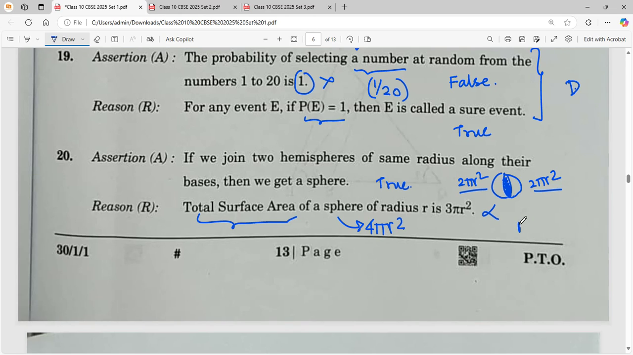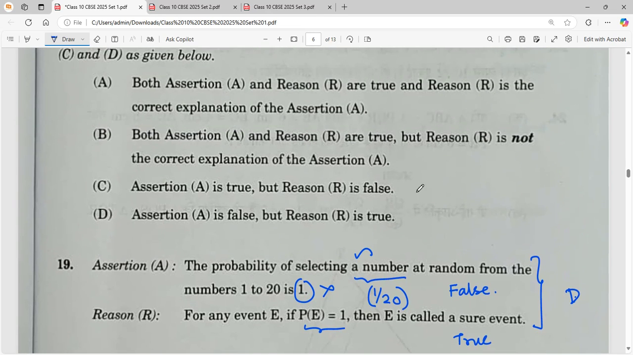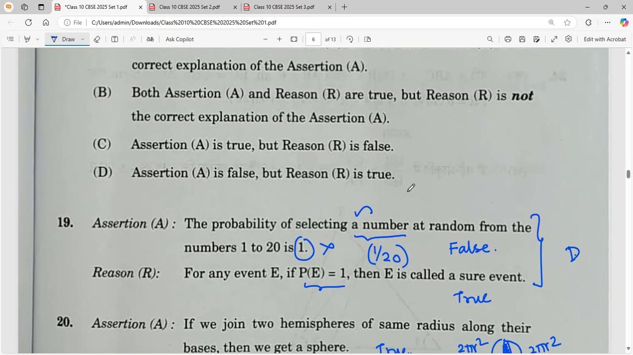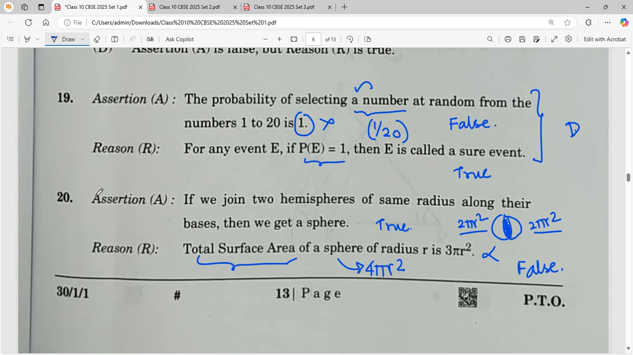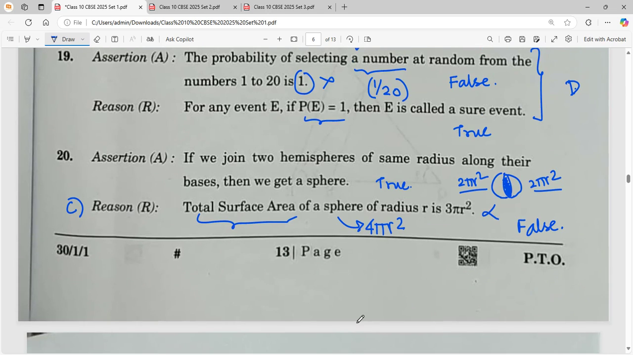So clearly this is false. So the correct option would be: assertion is true and reason is false. So option C is the correct answer. We'll move on to set 2.